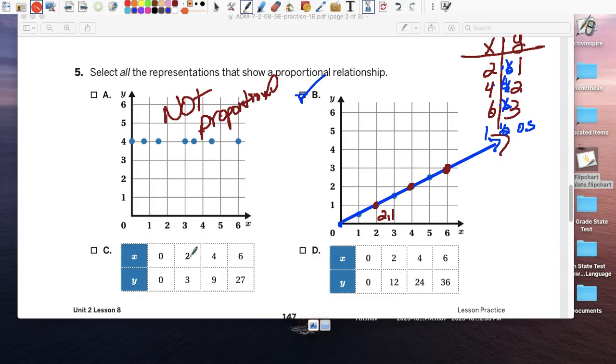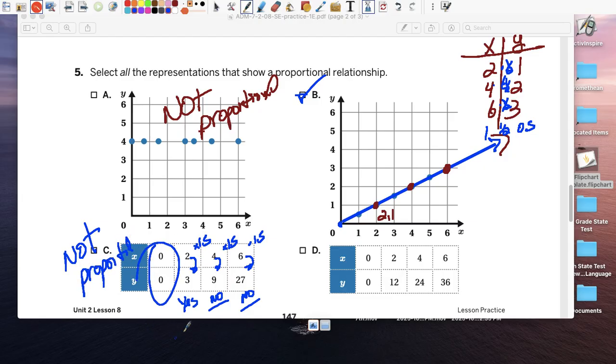This one, well, look here. So 2 times what is 3? It's times 1.5. Does that make sense? 4 times 1.5 is 6, so if it's times 1.5, we're good. 6 times 1.5 is 9. So this is a yes. This one is a no because it's a different constant proportionality. And this is a no. So we can just write not proportional.